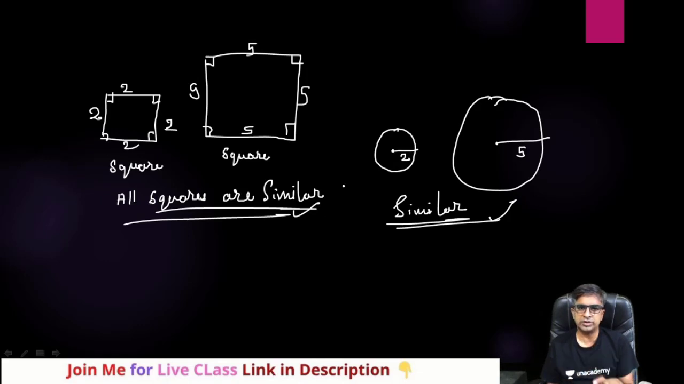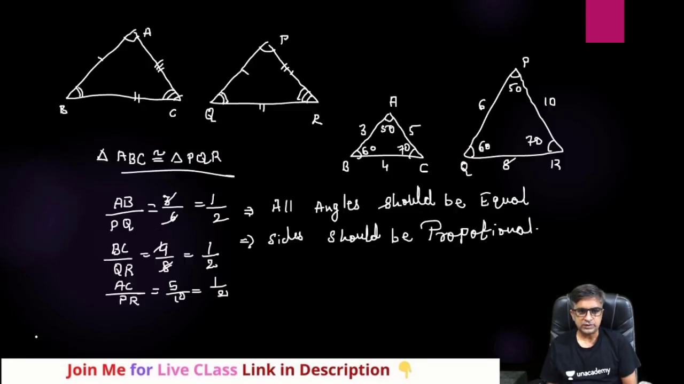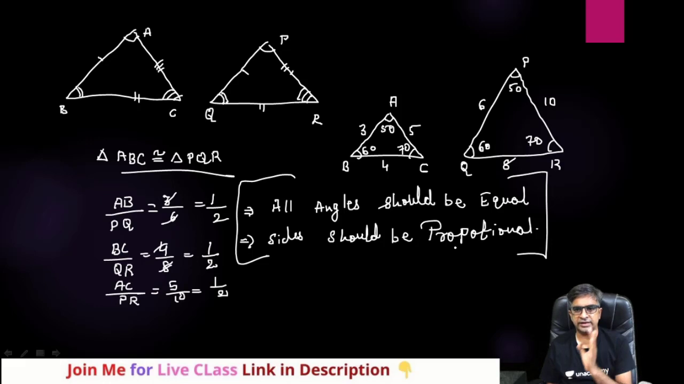Okay guys, so this is about similar. Congruent means exactly the same. Similar means figures having the same shape, increased in proportion. Now these two conditions you need to write down for the definition: two figures are similar if all angles are equal and all sides are proportional.